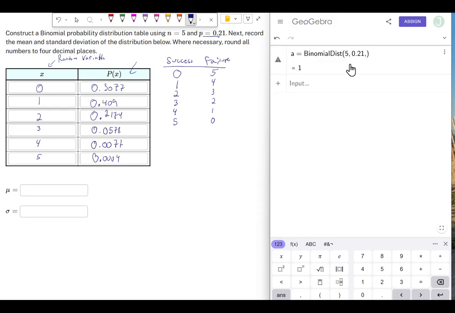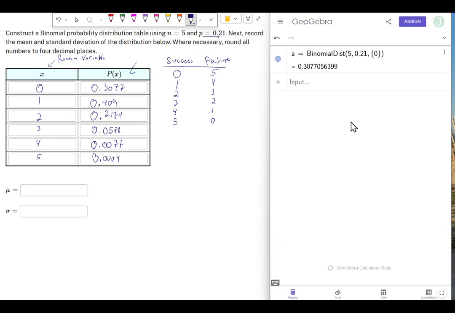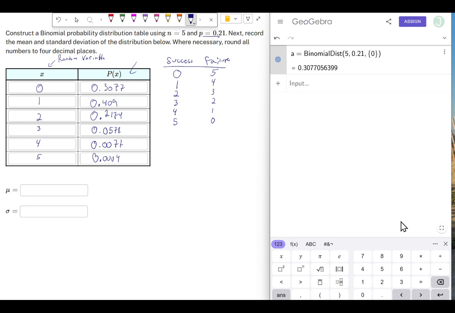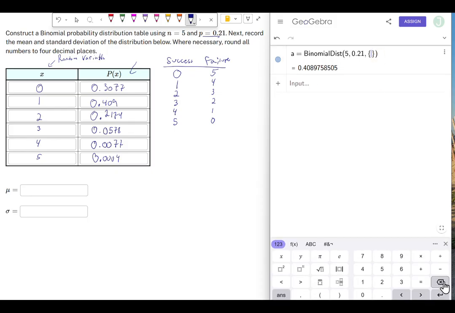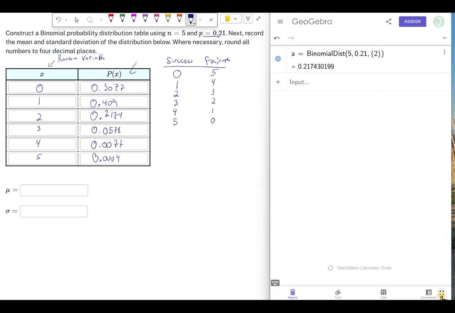In this case, we could either use the curly brackets and type in the values. In this case, 0 is 0.3077, or 1, which is 0.409, which is the same value we had before, and then 2, and keep changing this.